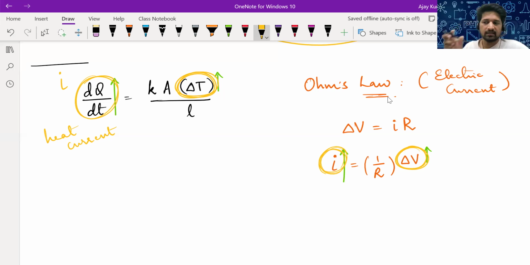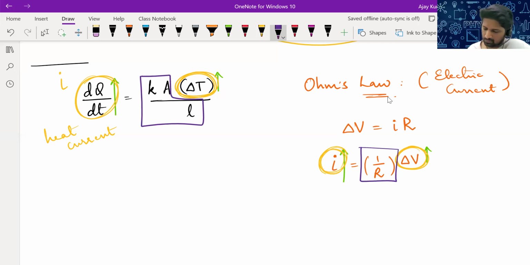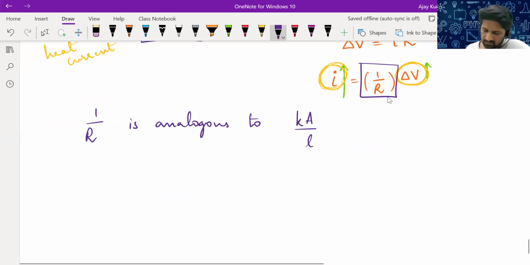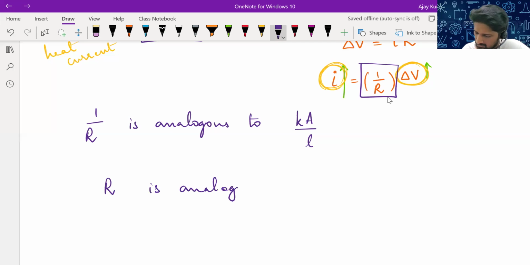So heat current and electric current are analogous. Temperature difference and potential difference are analogous. Then whatever is between them should also be analogous. What is between them? In one expression, you have K A by L. In Ohm's law, you have 1 by R. Therefore, inverse of resistance, 1 by R, is analogous to K A by L. Or you invert both of them. Electrical resistance is analogous to L by K A.